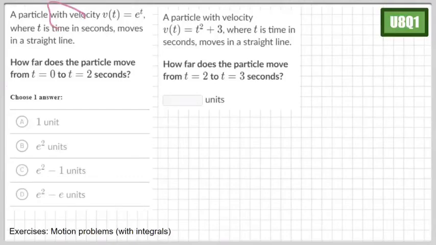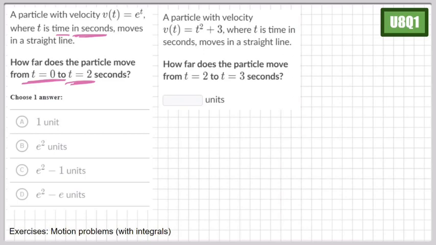So the problem says there's a particle with this velocity. It's e to the t, where time is measured in seconds. It moves in a straight line. How far does the particle move from t equals 0 to t equals 2 seconds? Okay, so how far does the particle actually move?